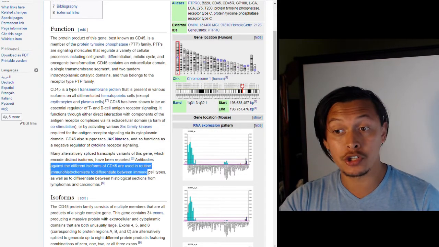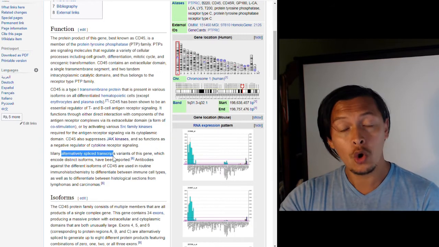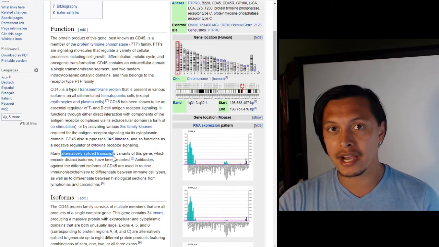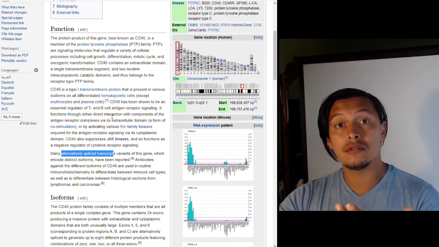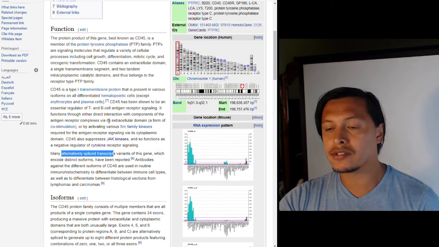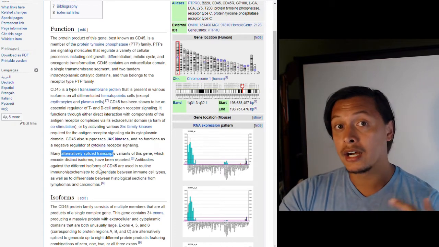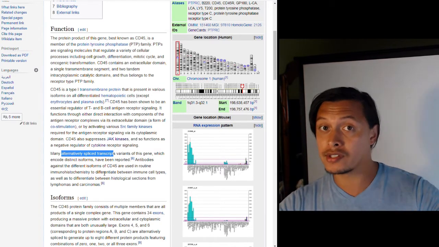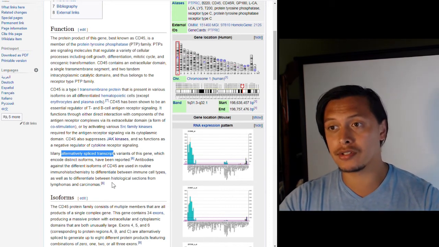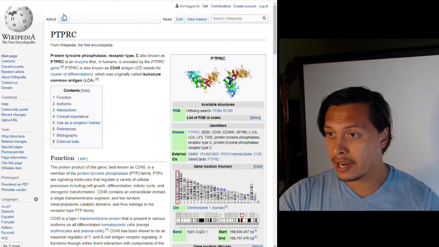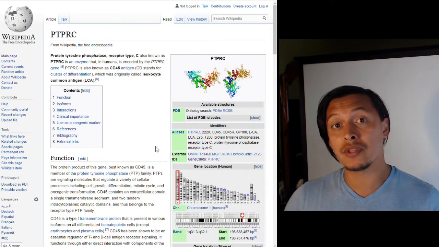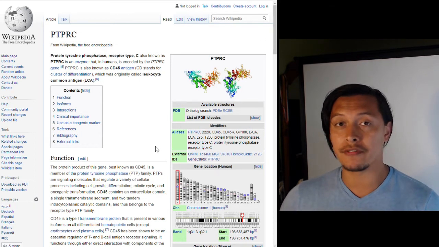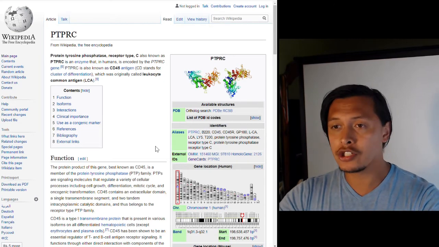Just know that there are many alternatively spliced transcripts of it, which might be one of the reasons why, in the double negative and the double positive thymocytes, galectin-3 might not bind to the CD45 of those different types with equal efficiency, possibly due to the different isoforms or the different alternative splicing that is taking place. Don't worry too much about that.